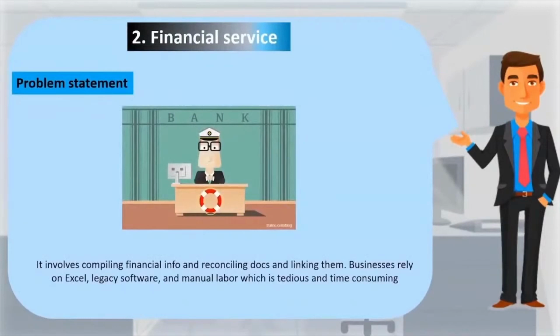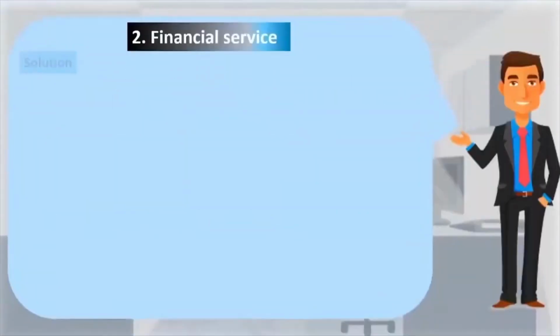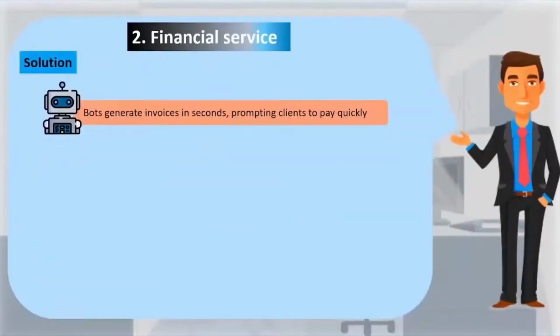Financial service involves compiling and combining financial information from various departments and storing the records in a system. Data is manually extracted from bank statements to reconcile documents and link them to its forms using detailed spreadsheets. To complete the reports, businesses rely on Excel, legacy software, and manual labor, which is tedious and time-consuming. Solution: robots can generate invoices in seconds, prompting clients to pay more quickly.